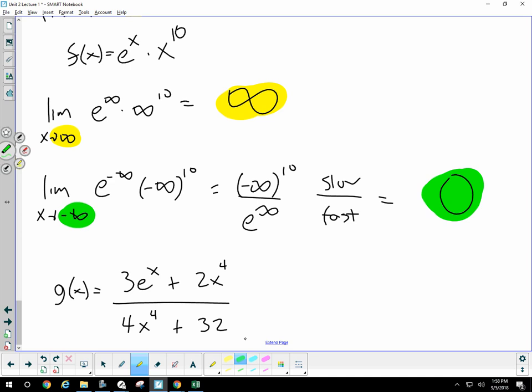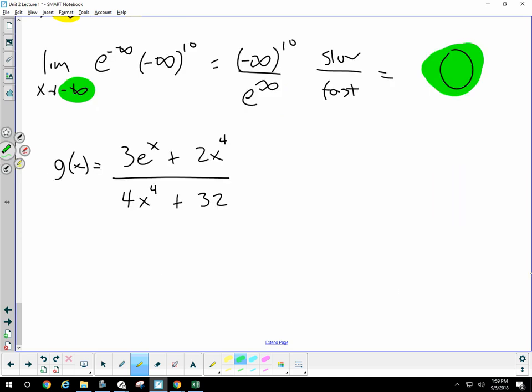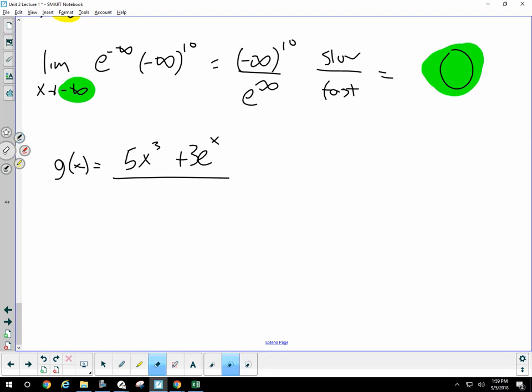Why don't we try this? 5x cubed plus 3e to the x, over e to the x plus 6x cubed. Okay, why don't you guys find the horizontal asymptotes for this guy?